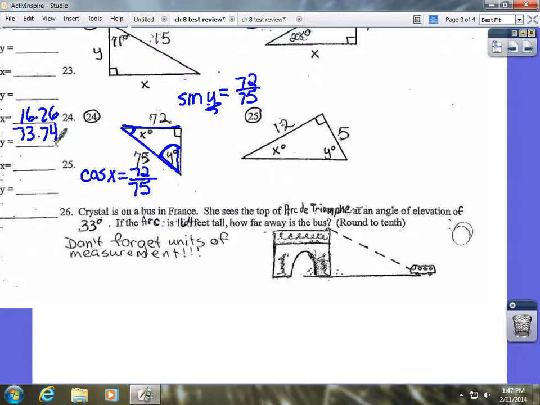Alright, same over here. I have the opposite and adjacent. So I'm going to use the tangent of x. Tan x equals opposite, which is 5, over adjacent, which is 12. Okay, so I'm going to do second tangent 5 divided by 12. I get 22.6.